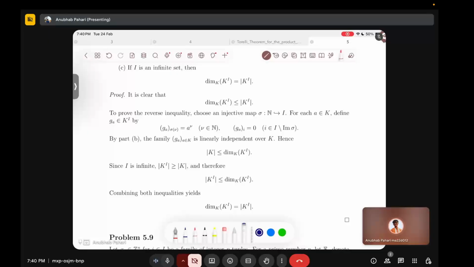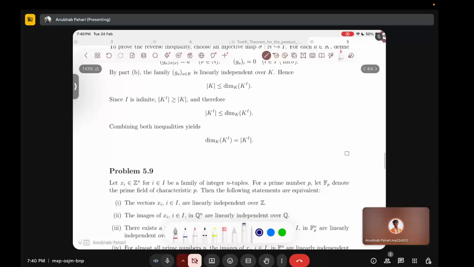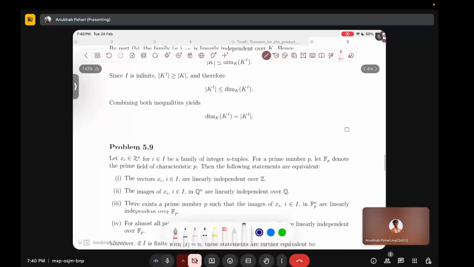Now by part B, the family g_a, where a is coming from k, is linearly independent over k, and hence the cardinality of k is less than or equal to the dimension of k to the power I. Since I is infinite, we have that the cardinality of k to the power I is greater than or equal to the cardinality of k, and therefore we have the cardinality of k is less than or equal to the dimension of k to the power I over k, and combining both inequalities gives us this.